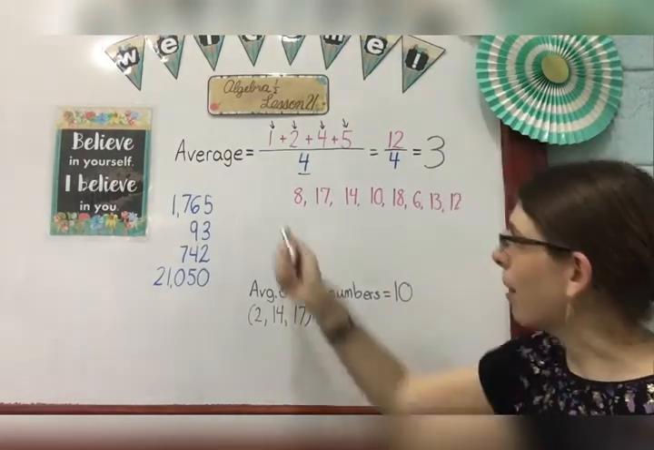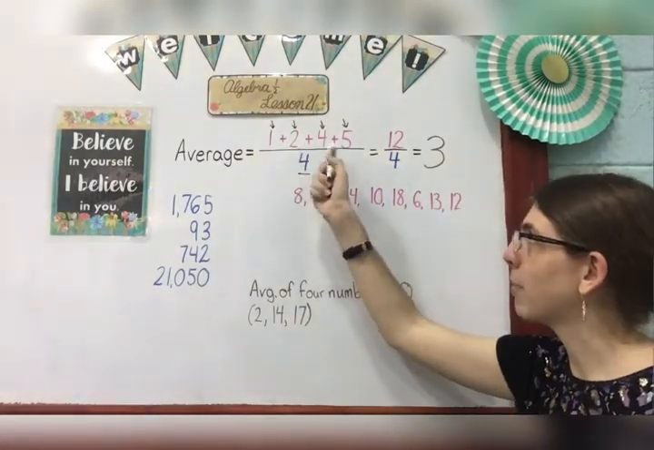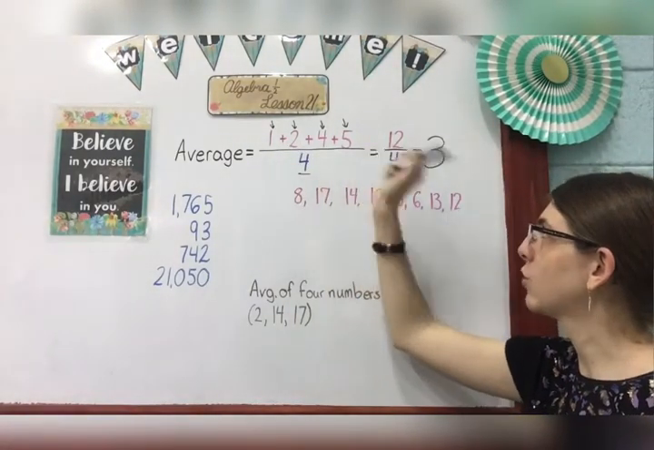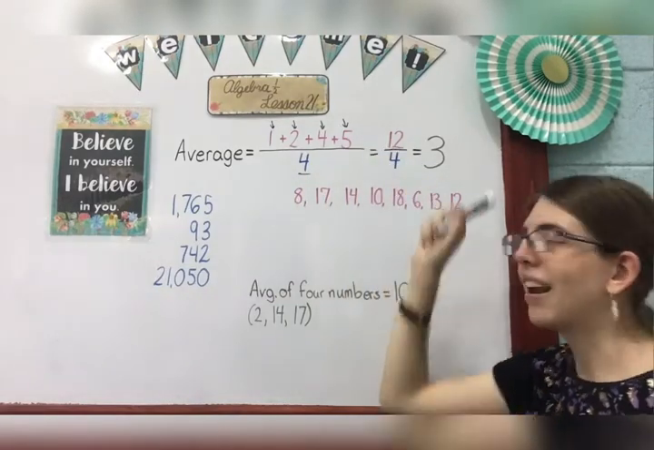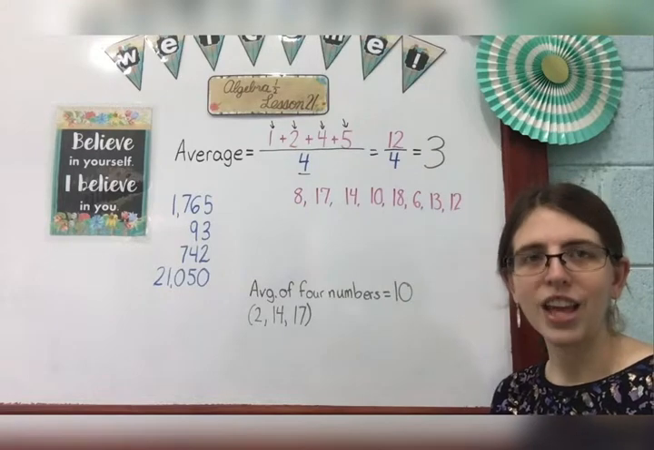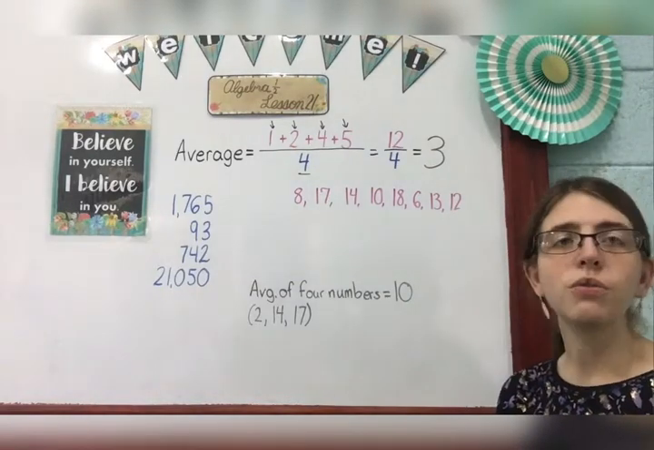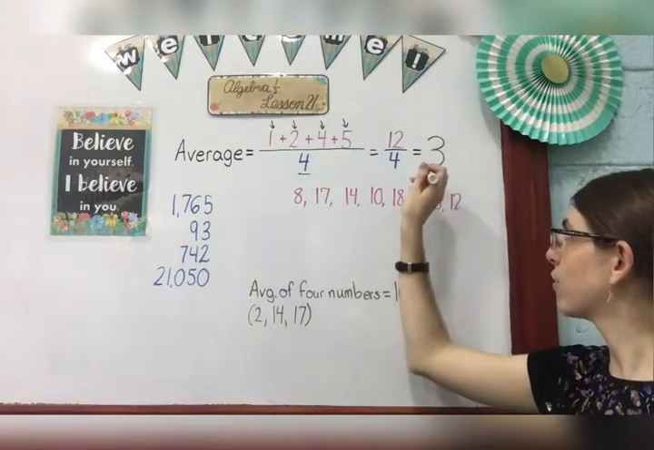So let's add them up. 1 plus 2 is 3, plus 4 is 7, plus 5 is 12. Divided by 4. 12 divided by 4 is 3. So my average of 1, 2, 4, and 5 is 3.